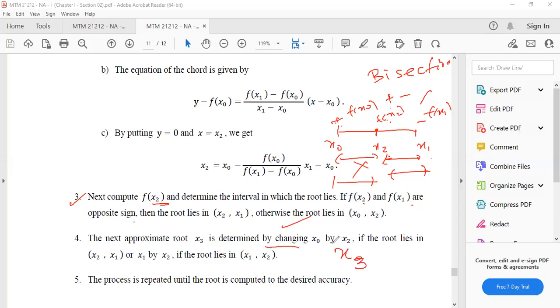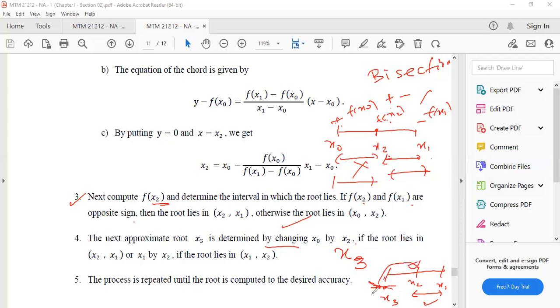X3 is determined by changing the x0 by x2. So what they say is, this is my x0, this is my x2, this is my x1. So we have found our equation. It's between, let's say this is my interval. I have found it. Then he said to take the x3 by changing this x0, which has changed to here now.